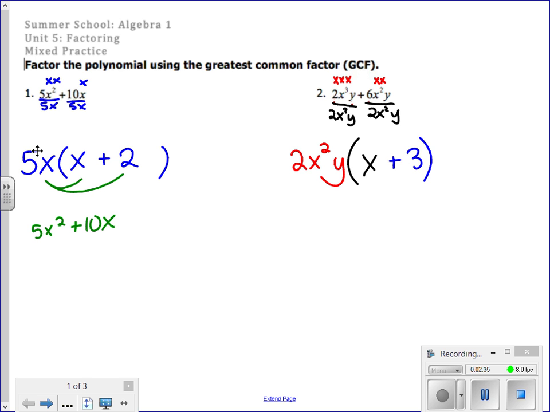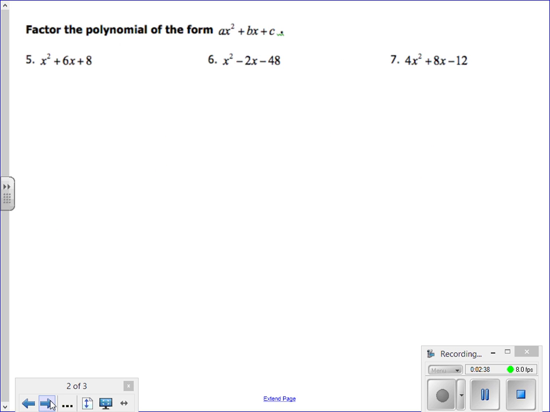Now moving on to our next couple problems. Factor the polynomials of the form ax squared plus bx plus c. All of these terms in 5, 6, and 7 are trinomials. They're trinomials because they have 3 terms. When I factor a trinomial, I use a method called split the middle. There are lots of factoring methods, but we are going to teach you split the middle.